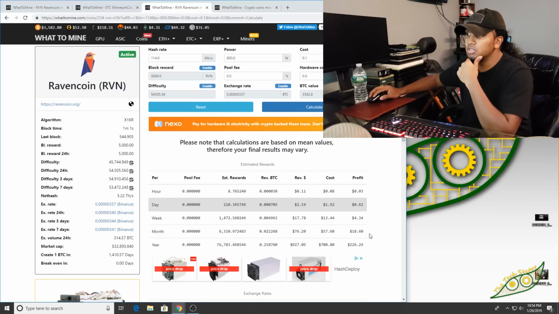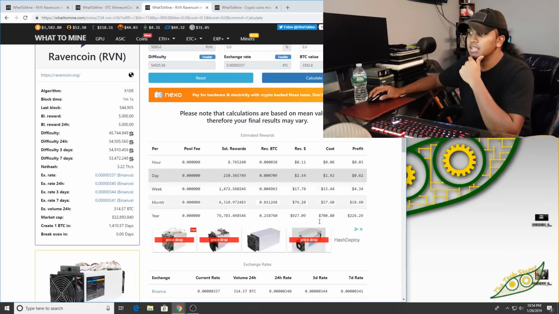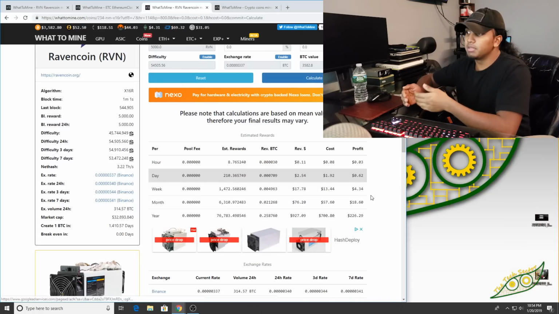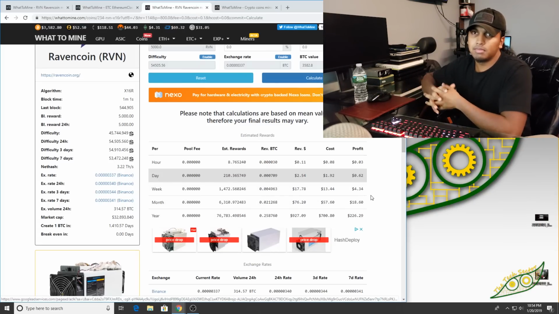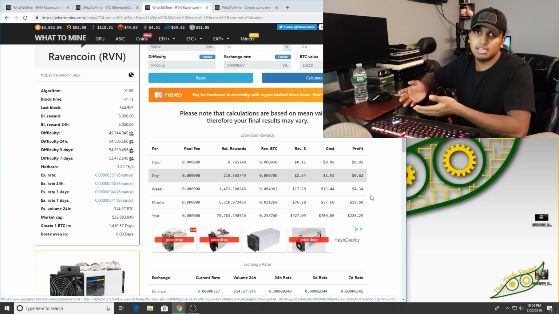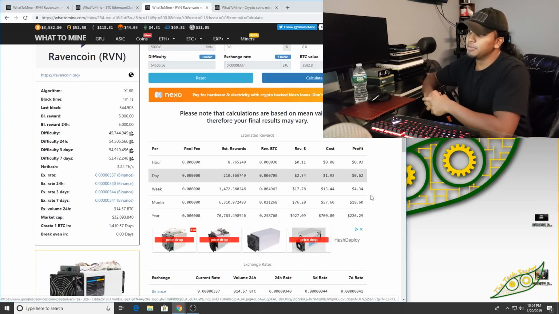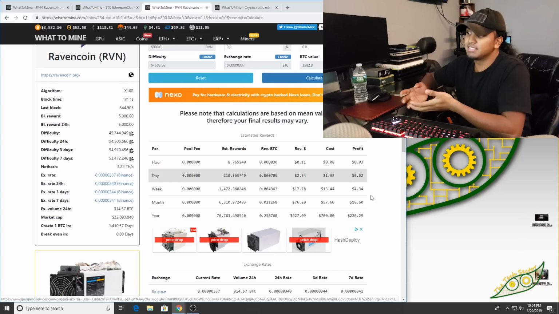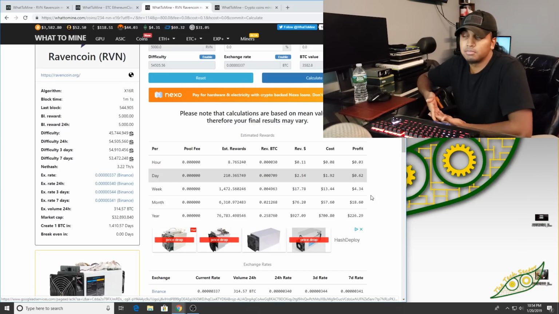So these are your real time numbers here. So it's not completely in the negatives, but you've got to also keep in mind, you've got to trade this into US dollars, and by the time you do that, you'd have a few dollars left. It's not really worth it. So that's the state of mining right now. It's just not profitable to mine.